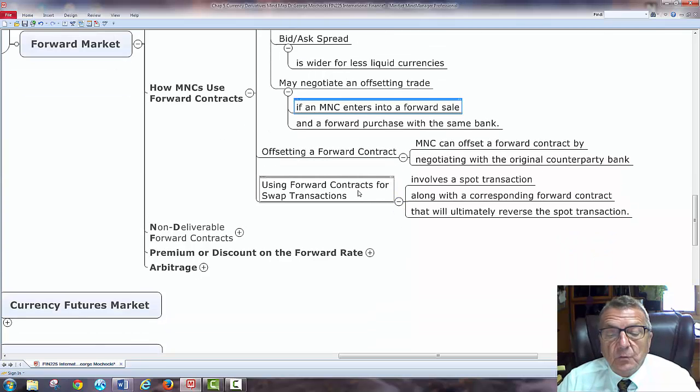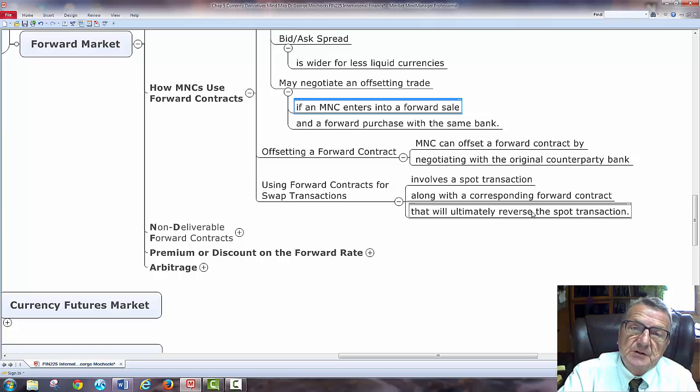Now, using forward contracts for a swap transaction involves a spot transaction, meaning right now, along with a corresponding forward contract, something in the future, that will ultimately reverse the spot transaction. So I'm doing something now, but I have something in the future that may ultimately reverse the spot transaction, depending on what my strategy is, depending on what the spot rate's going to be at that time.